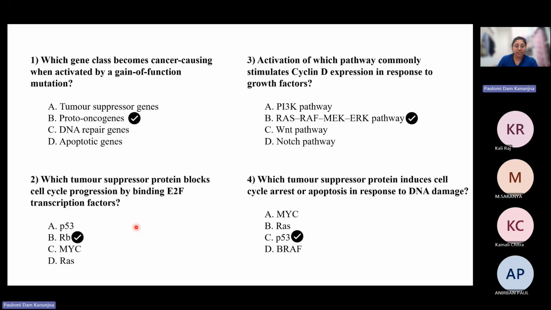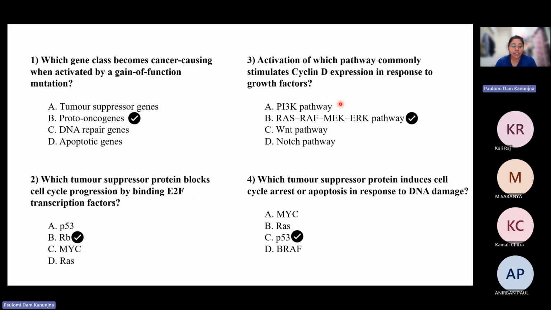Retinoblastoma is impaired in cancer because if retinoblastoma is functioning, the cell will not undergo S phase or M phase. Cancer cells want to progress through the cell cycle, so these will be impaired, right? Similarly here, that's why the tumor suppressor protein goes defective.